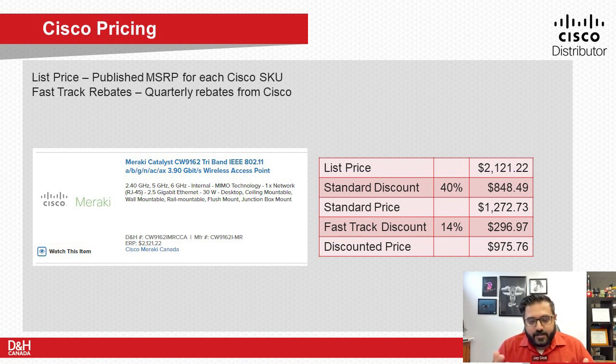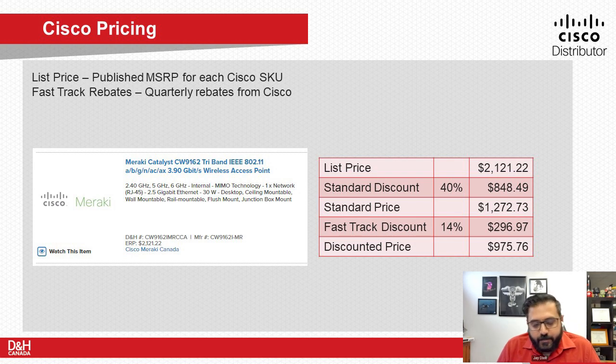So for standard discount, which is any day price, we'll round down to 40% off. It's somewhere between 40 and 42 once you factor in the D&H or distribution margin, but we'll round down to 40% off. So that's about $848 off, which would make your standard price $1,272.73. Great.